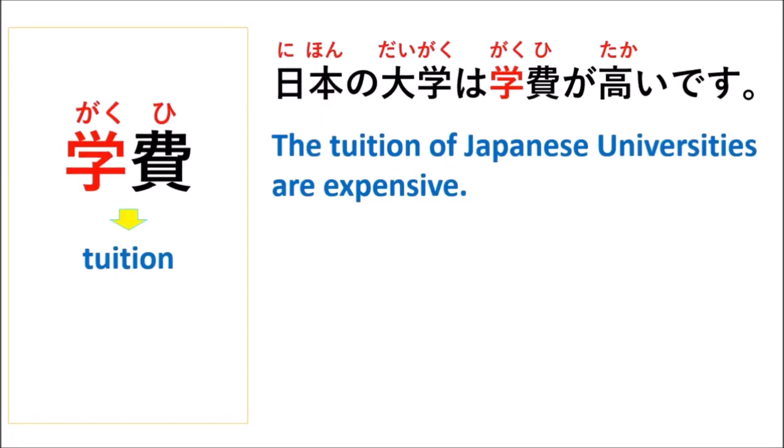学費 means tuition. Gaku means learning, studying, or science. But the kanji of "hi" (費) means about cost.